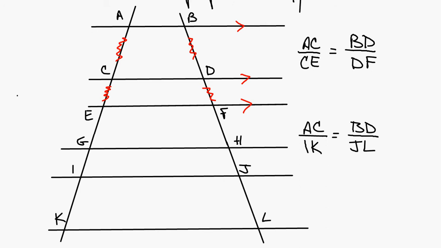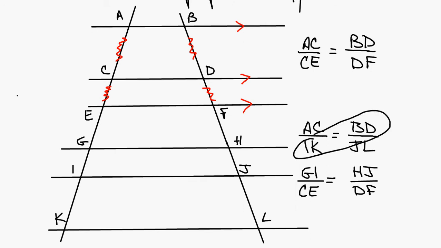All right? If we went GI over CE, GI over CE, what's that going to be equal to? HJ over DF. HJ over DF. And remember that you can switch these two. You can switch these two, right? Be aware of that.